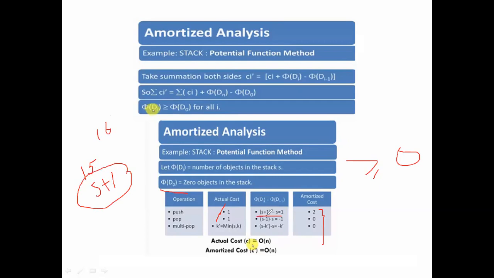So we are taking here the initial condition. The previous condition is 15, that is S, and we are taking minus S. So in total we get the value 1.